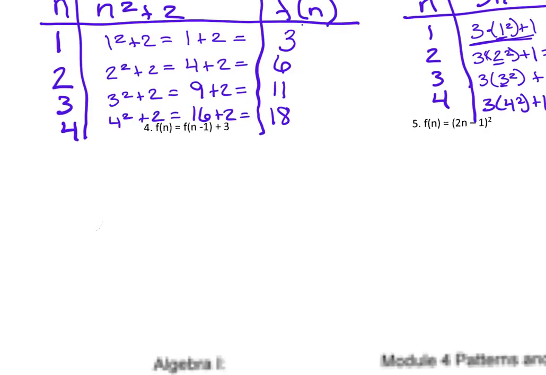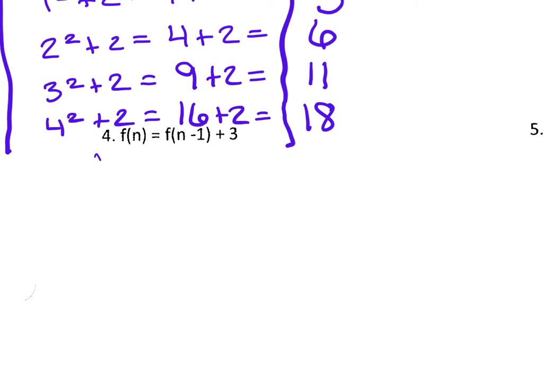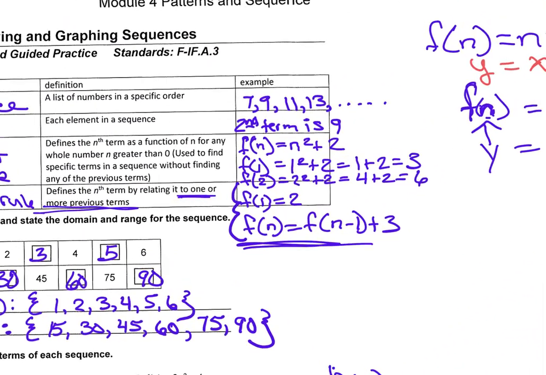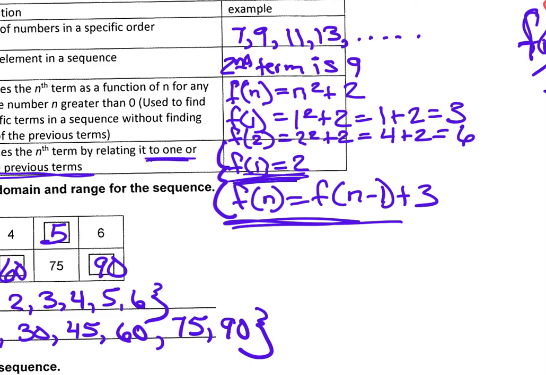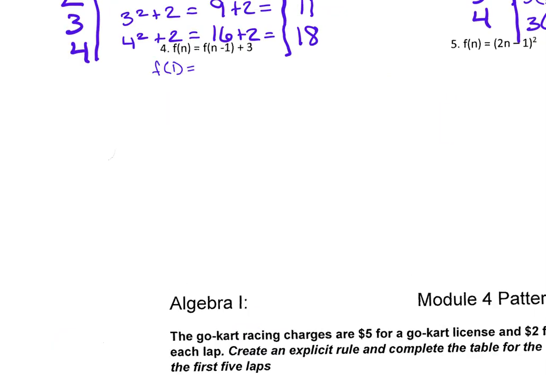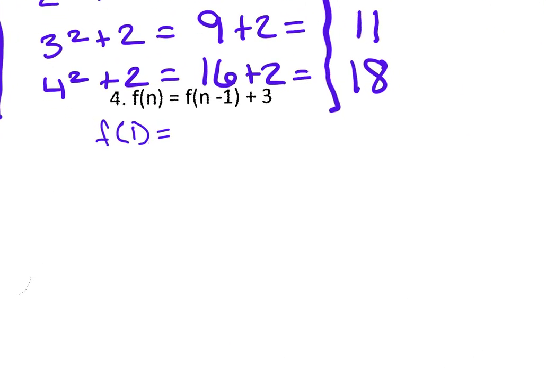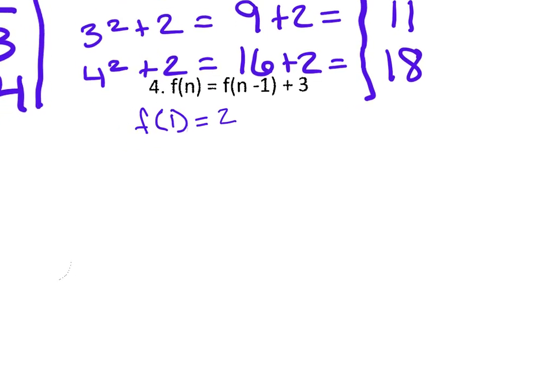So on this problem, we're going to use recursive, and I'm going to tell you the f of 1. What did I tell you f of 1 was? No, right here. What was f of 1? 2, right? I'm going to show you how to do this now. F of 1 equals 2. This is going to be a little bit tricky. The first time you see it, it might not make sense.